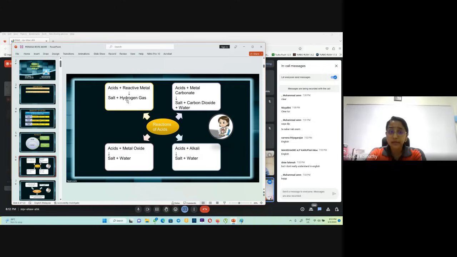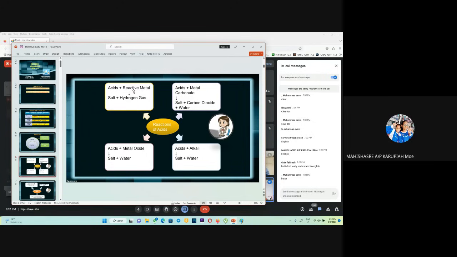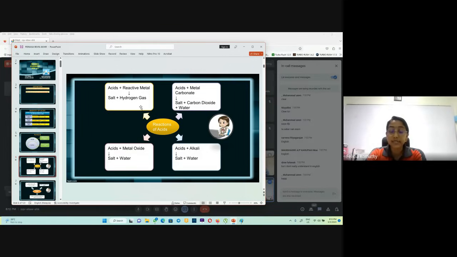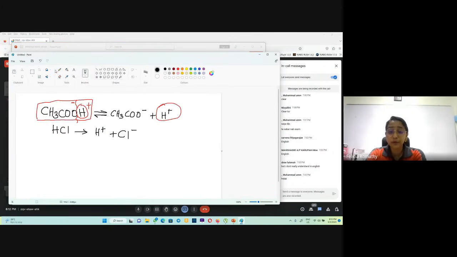So obviously student make mistake with the gas. If the reaction is between acid and metal only, remember metal only, then it will release hydrogen gas. If it reacts with metal oxide, then only it releases water. Okay, let me show you here in equation.